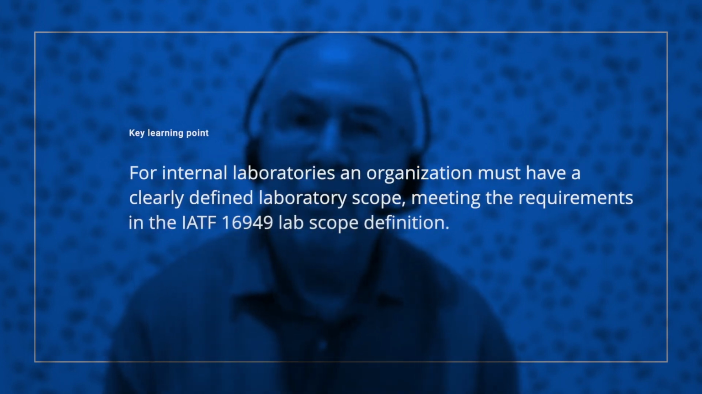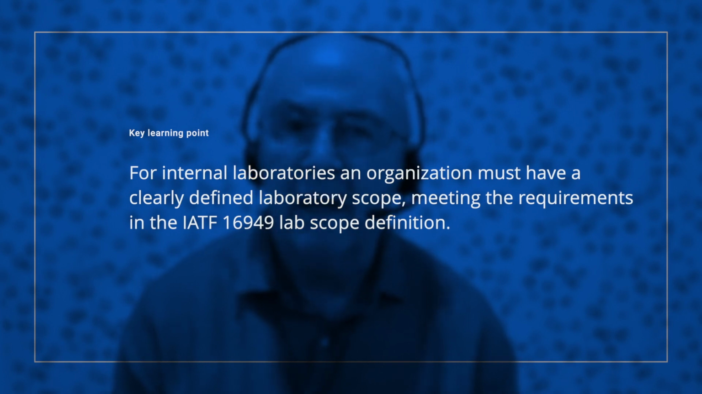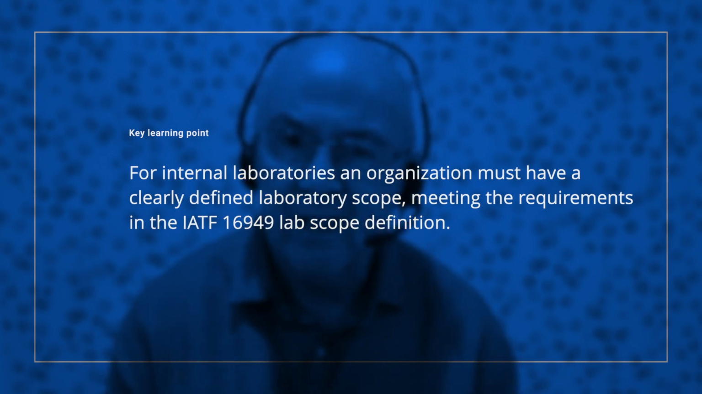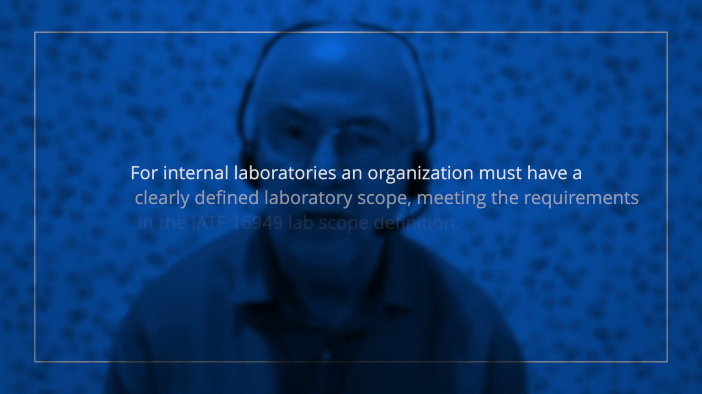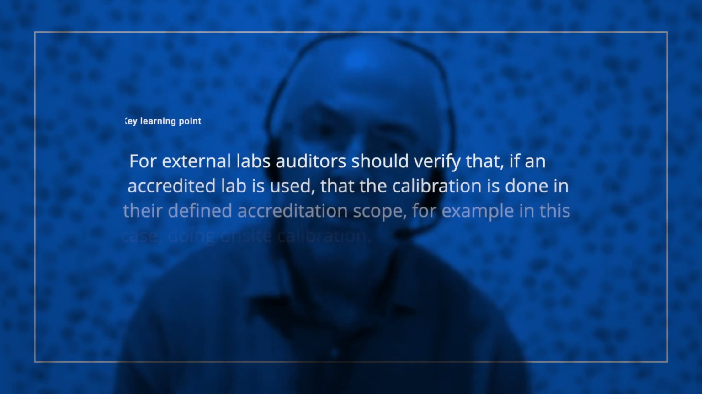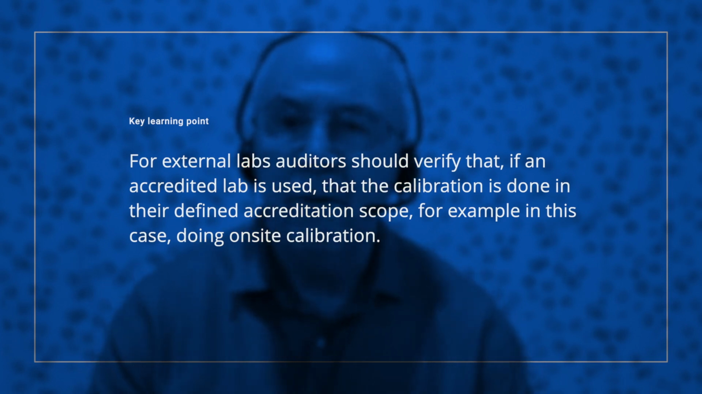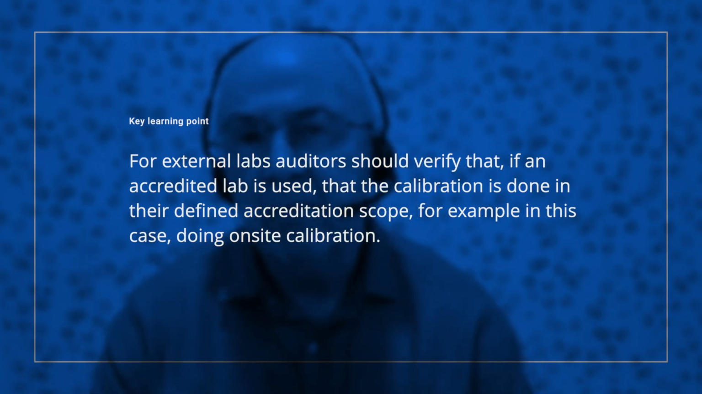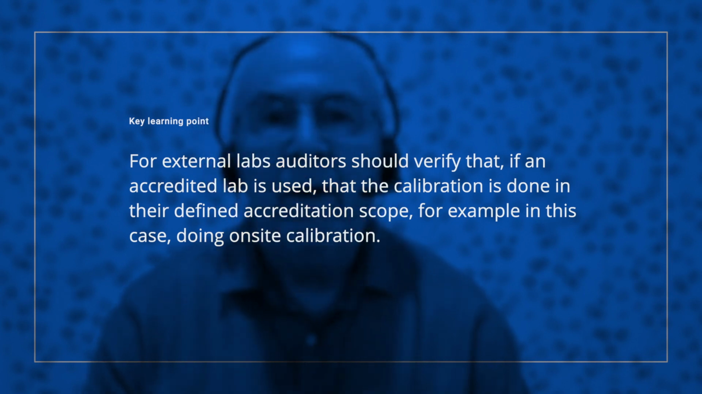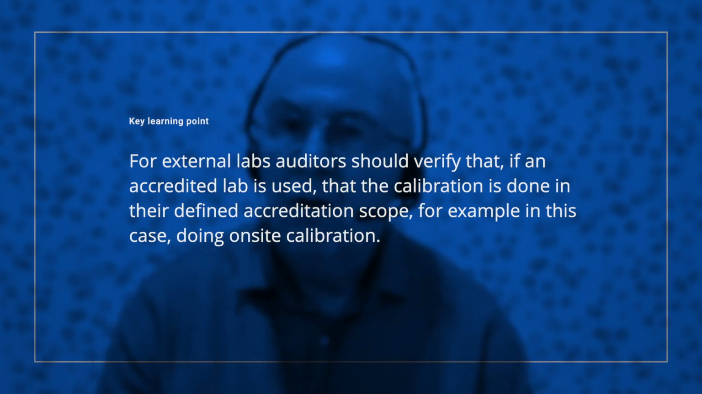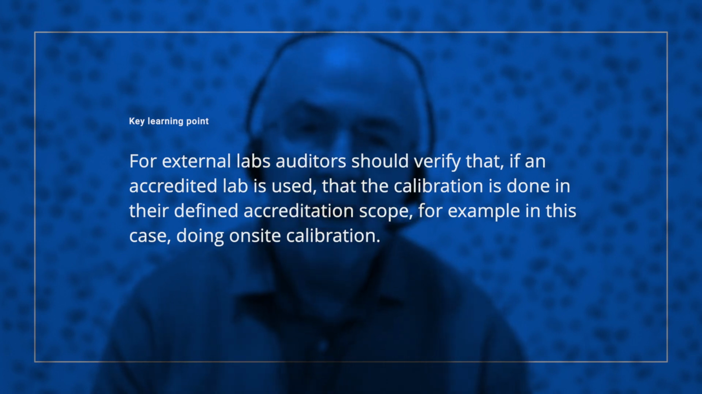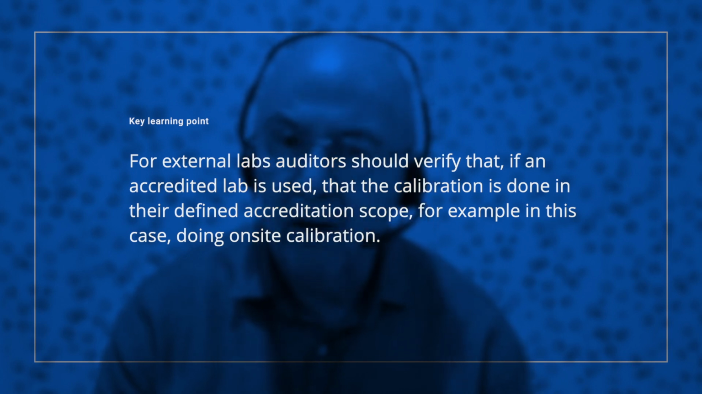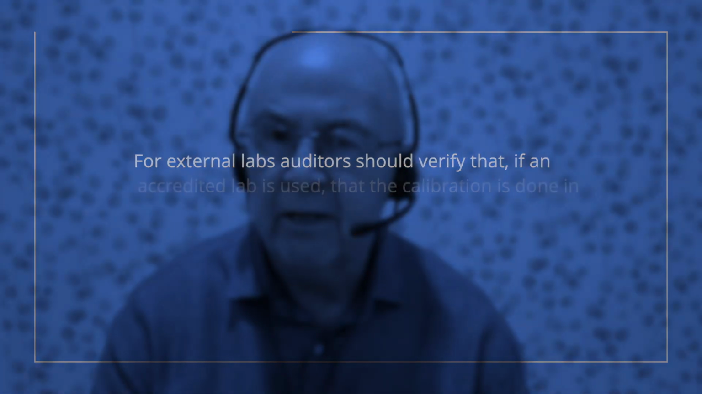For internal laboratories, an organization must have a clearly defined laboratory scope, meeting the requirements in the IATF 16949 lab scope definition. For external laboratories, auditors should verify that if an accredited laboratory is used, that the calibration is done within the external laboratory's accreditation scope. For example, checking, does this include on-site calibration?